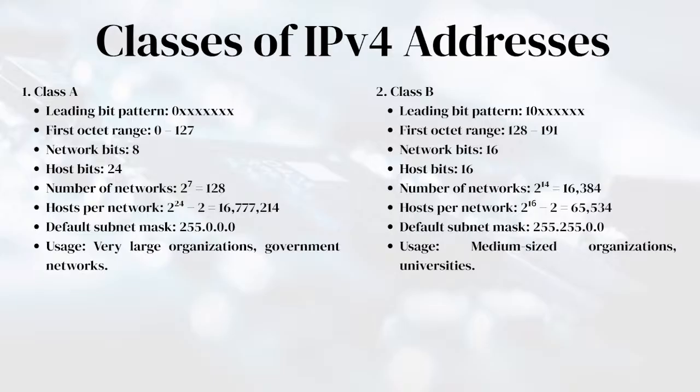When it comes to class B, the leading bit pattern is 10. Its octet range is 128 to 191. Network bits are 16 and host bits are also 16. The number of networks in class B is 2 raised to 14. Hosts per network is 2 raised to 16, minus 2. The default subnet mask is 255.255.0.0, and it is used in medium organizations or universities.